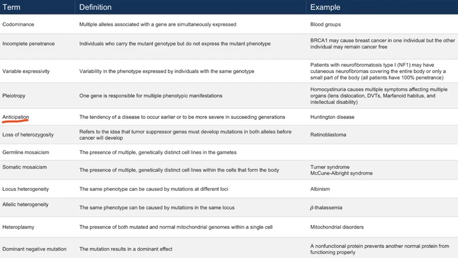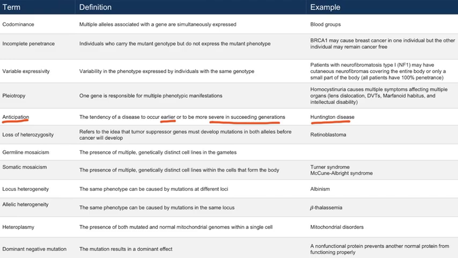Anticipation is defined as the tendency of a disease to occur earlier or to be more severe in succeeding generations. A classic example of this is Huntington disease. Huntington disease is a trinucleotide repeat disorder caused by CAG repeats that accumulate in DNA. Symptoms of Huntington disease include dementia, chorea, and behavioral changes such as aggression or depression.